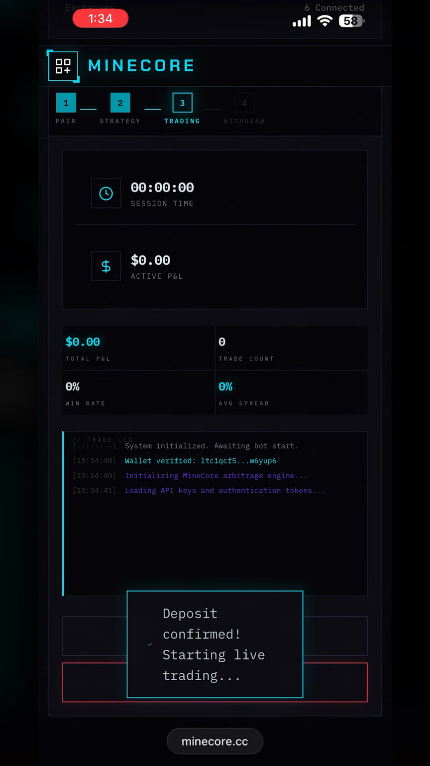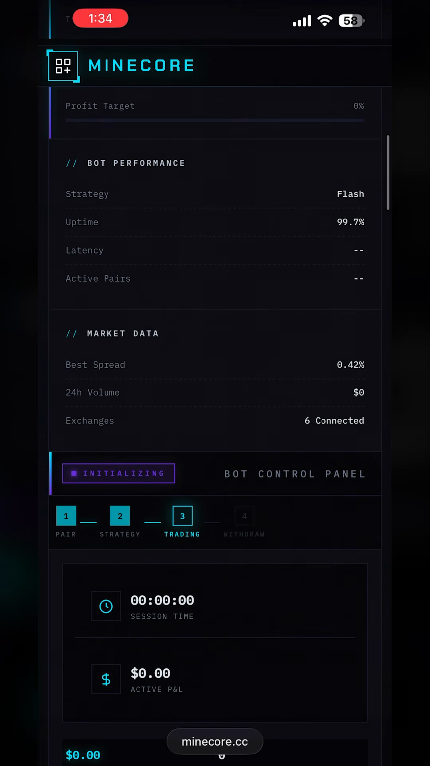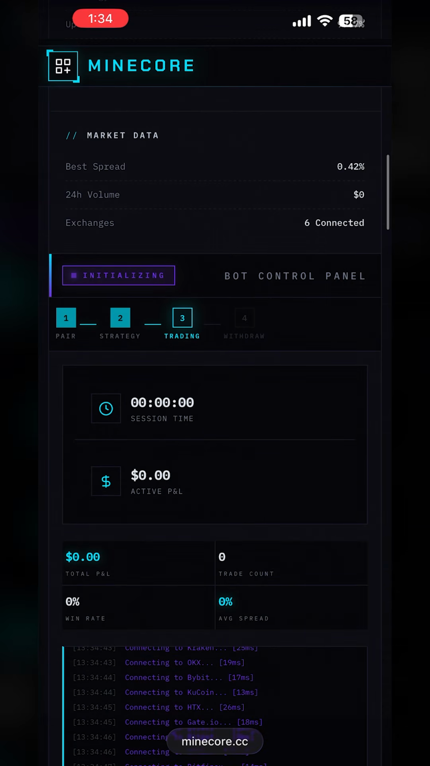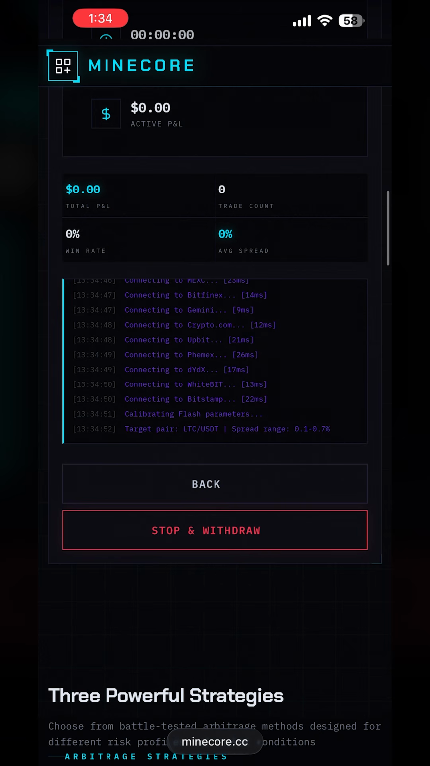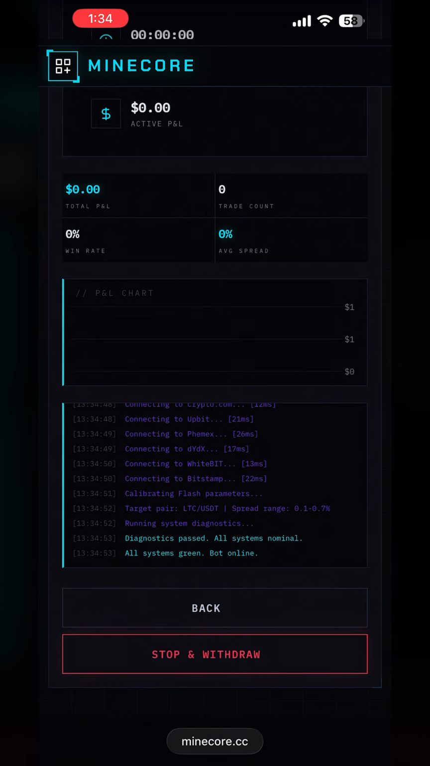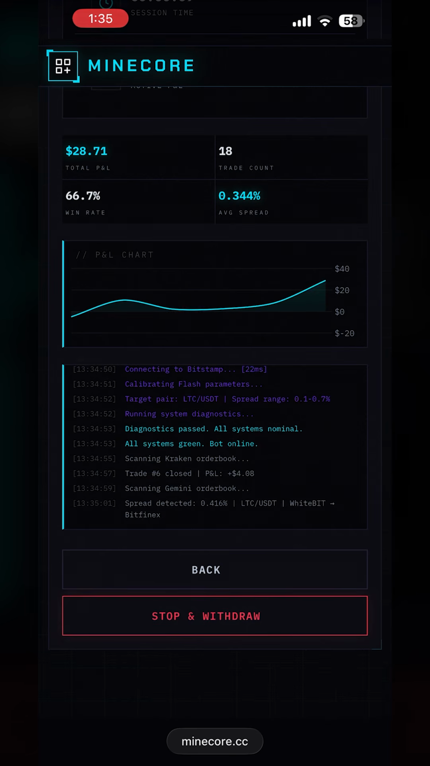The dashboard is right here, showing me everything in real time. Active trades, win rate climbing, average spread. There's a full chart tracking the session as it builds. And for something with this much going on under the surface, it's honestly a pretty readable layout. All right, now we're just in the waiting stretch. I'm gonna speed up this part.